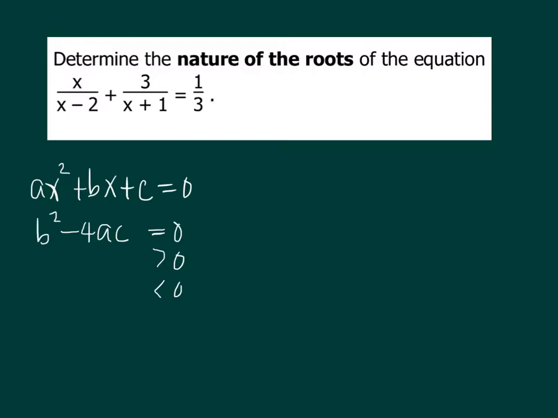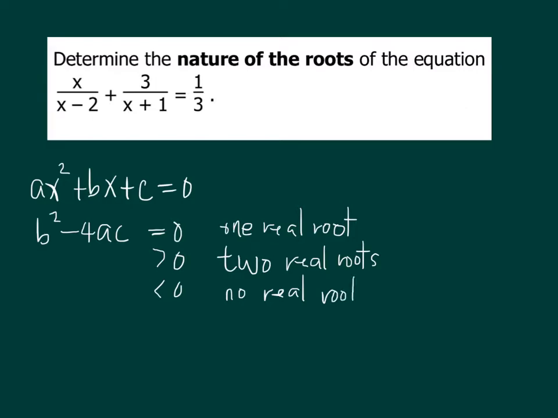And if it's equal to 0, we have one real root. When it's greater than 0, we have two real roots. And when it's less than 0, it has no real roots.